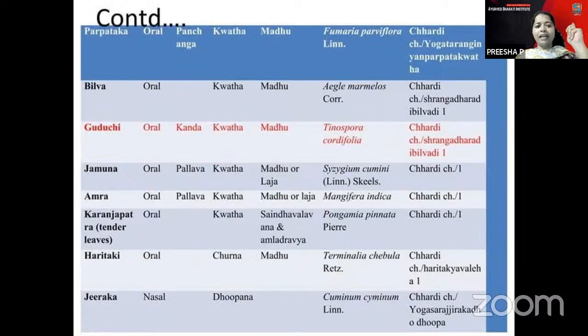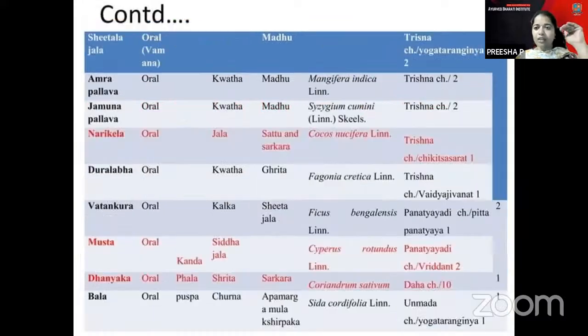Guduchi mainly for the Chardi conditions. Okay, Guduchi has already come there. These are all the Chardi Yoga Ratnakara references. And the Narikela for the Trishna conditions. Musta, Panatyaya conditions, Mustadi Pramatha, like that it is used. Mustadi Pramatha for Panatyaya and Panavibhrama conditions, and Dhanyaka for the Daha conditions can be used.